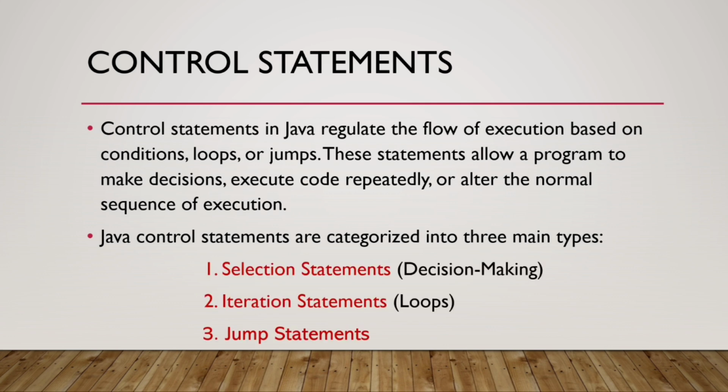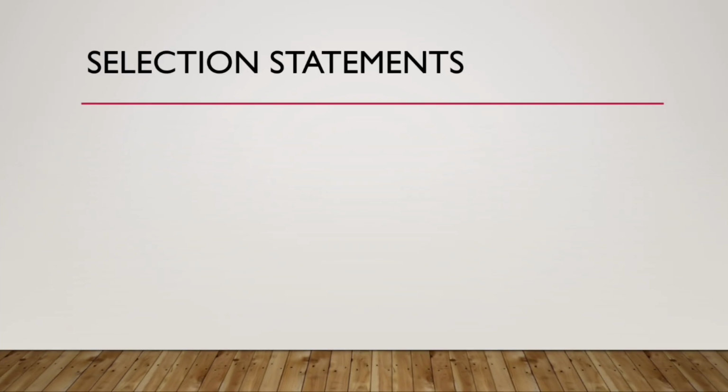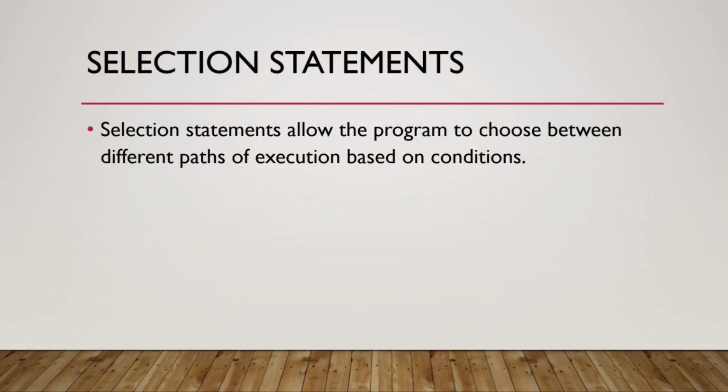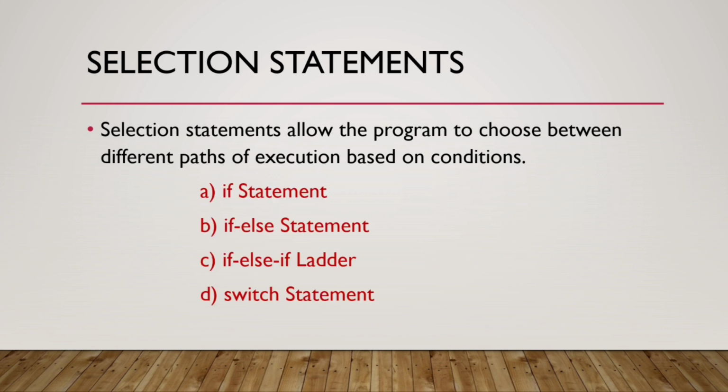Java control statements are categorized into three main types. 1. Selection statements, decision-making. 2. Iteration statements, loops. 3. Jump statements. Selection statements allow the program to choose between different paths of execution based on conditions: A. If statement. B. If-else statement. C. If-else-if ladder. D. Switch statement.